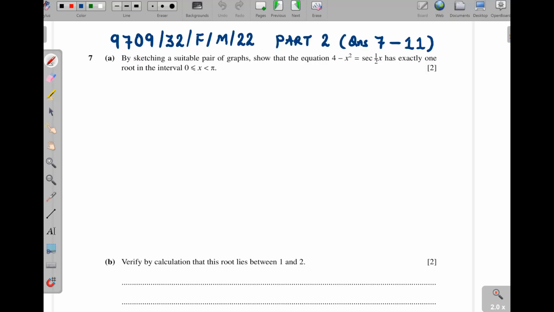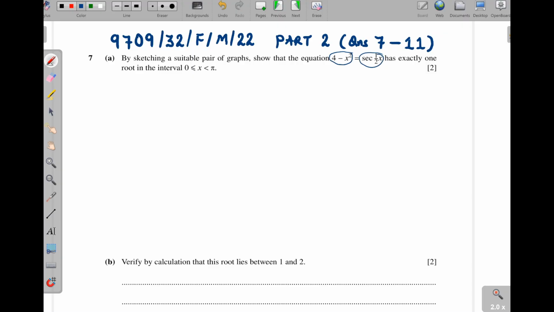Part 2. This is for question 7 to 11. Question 7 is coming from numerical solutions, part A. By sketching a suitable pair of graphs, show that the equation, this one here, has exactly one root in this interval. So what we have to do is to plot this one here and also this one.